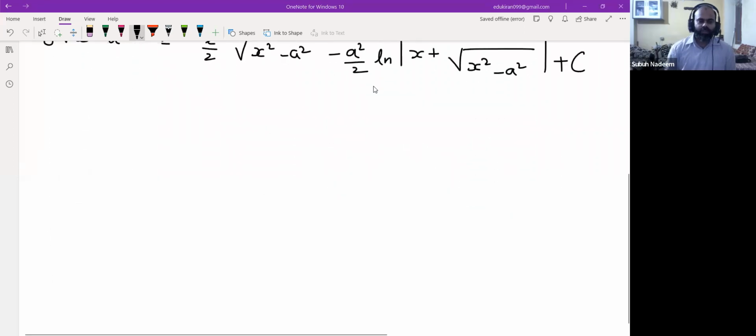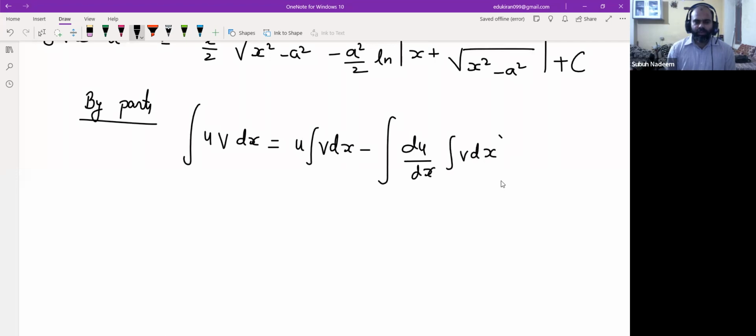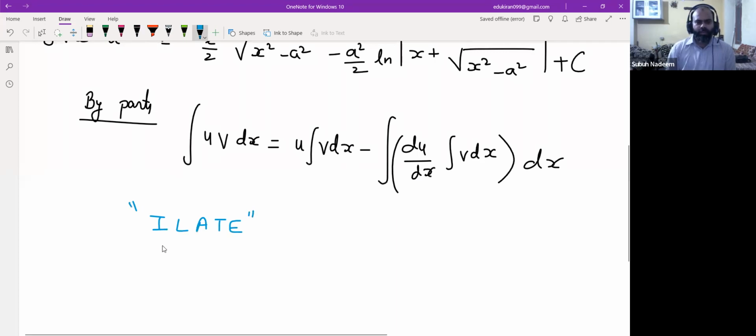After this, there is the by parts, which says that if we have two functions multiplied and we do by parts here, it is first function integral of second minus integral of derivative of the first one into integral of the second one, and integral of the whole. Now here the ILATE rule will be applied. ILATE will ensure that you do the correct order of integration in by parts.